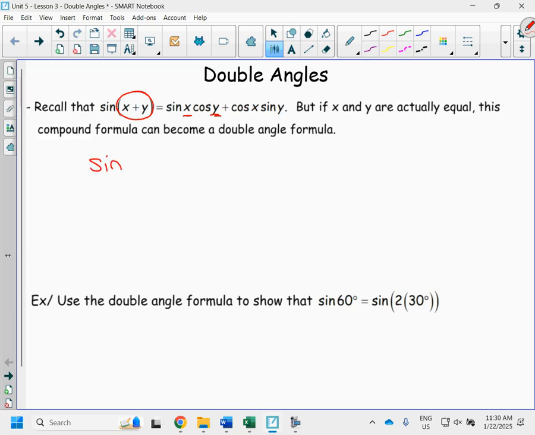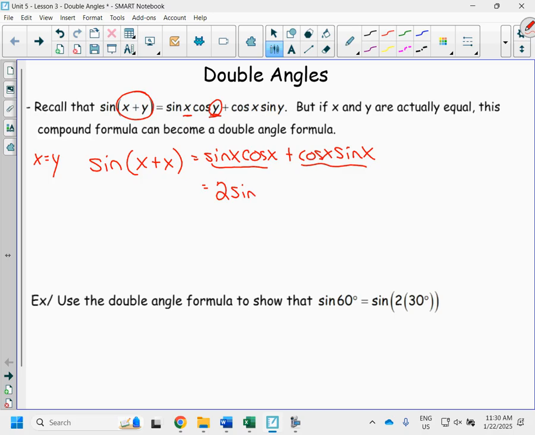So instead of saying sine of x plus y, what about if it was x plus x, as in x is equal to y? They happen to be the same angle. Well, every time I see a y, like this one, I can replace it with an x now. And this now becomes two of the same things, or in other words, 2 sine x cos x. On the left side, we have x plus x, or in other words, 2x.